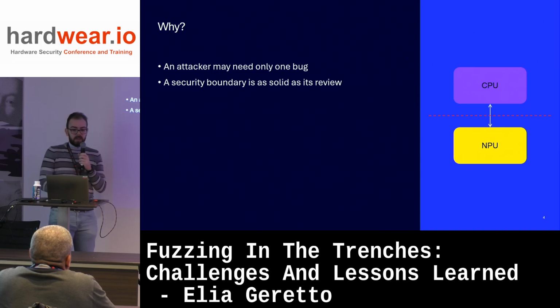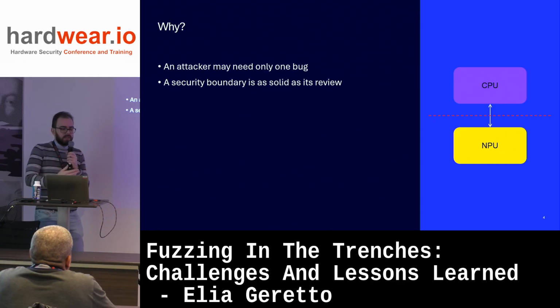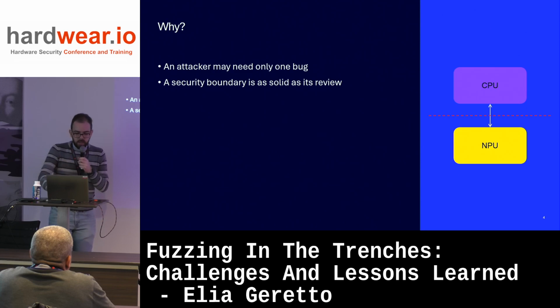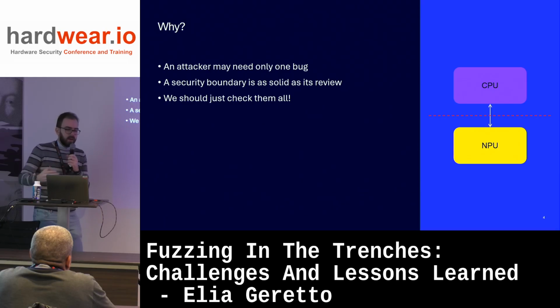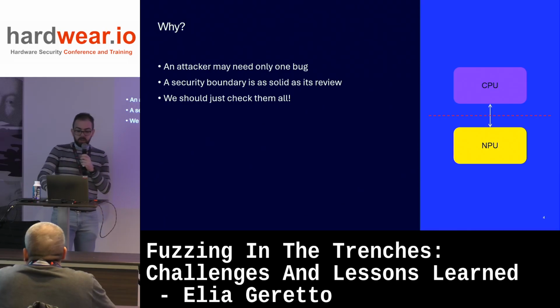And when you have a security boundary like that one, an attacker that wants to cross from one component to the other may need only one bug to cross it, right? So in the end, you need a review to make sure that the security boundary is solid, because the security boundary is only as difficult to traverse as the bug is hard to find, basically. So you could naively say we can just go check all of them. You hire a security expert and you go check the security boundary.